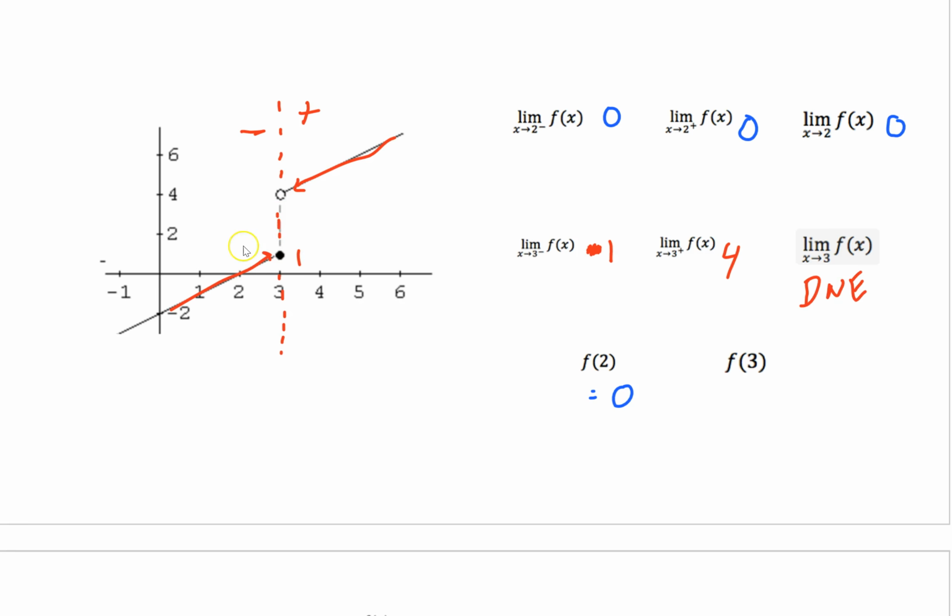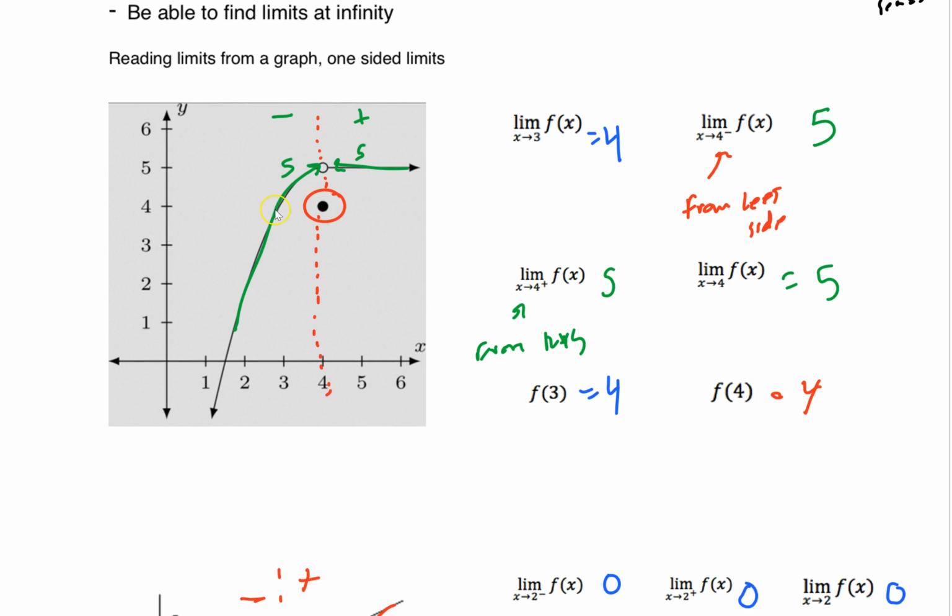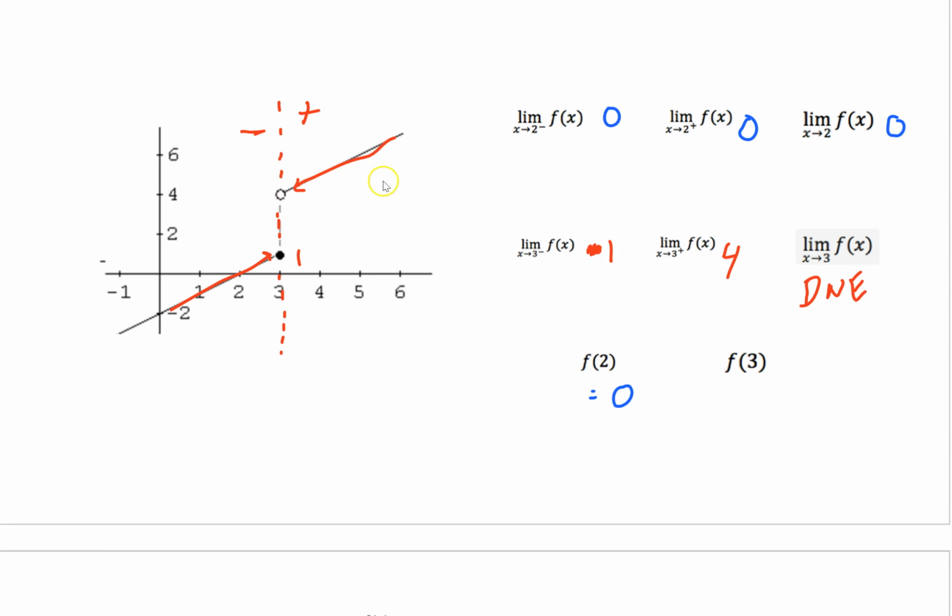Right? So there's no limit here, right? Because remember, the whole idea is what does the graph look like it's doing? Like over here, it looked like it was going toward 5, both directions. Here, I have no idea what it's going to. One's going to 4, one's going to 1. It doesn't look like they're going to any single number at all. So limit does not exist.